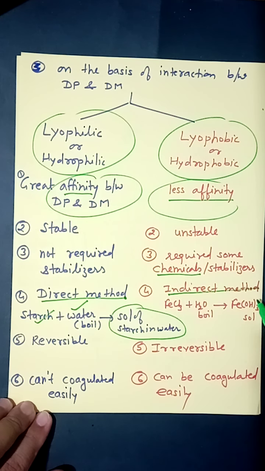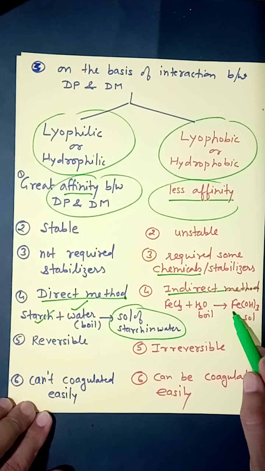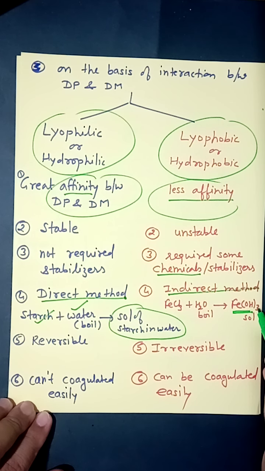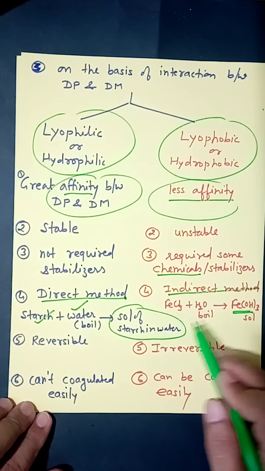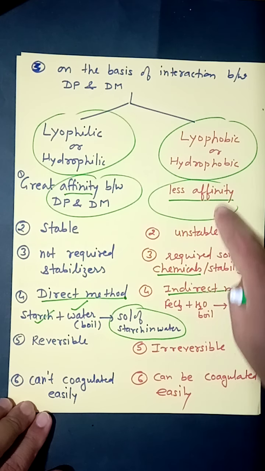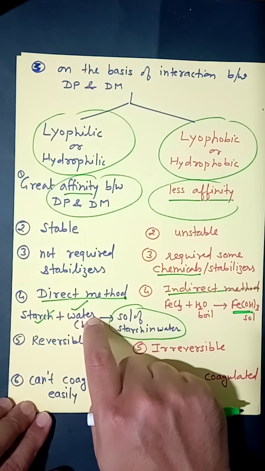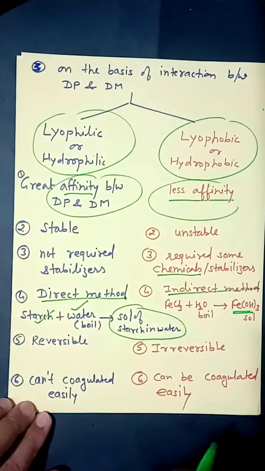Now indirect method means, here you can see we need to prepare a colloid of ferric hydroxide, and for this we are starting with ferric chloride. This is the meaning of indirect method. Why indirect method? Because they have less affinity. Why direct method? Because they have great affinity.